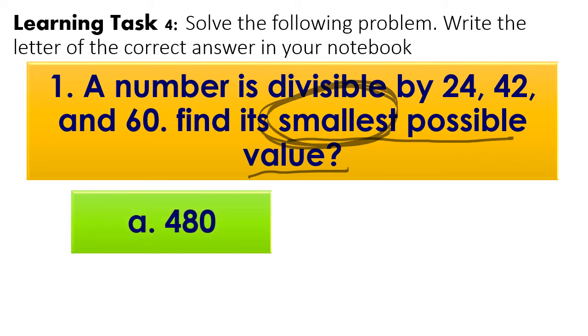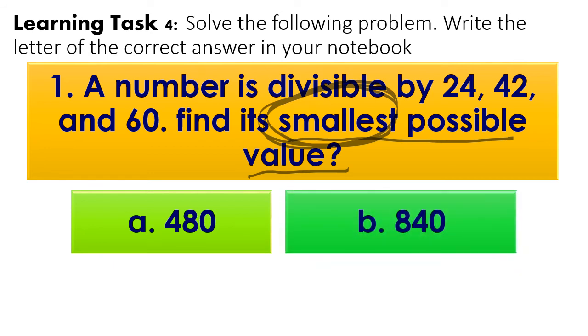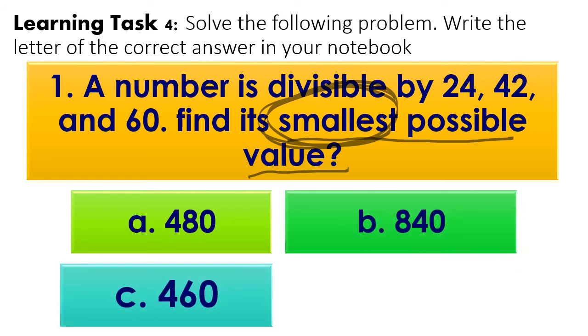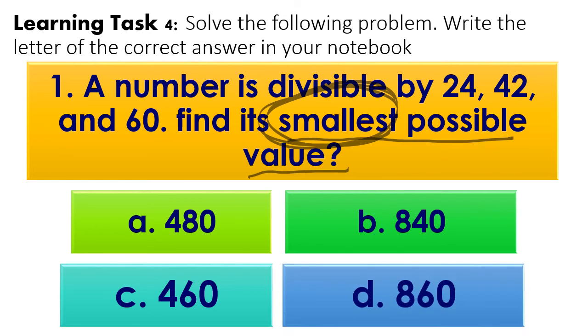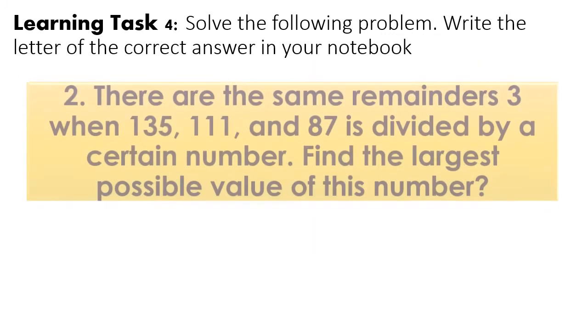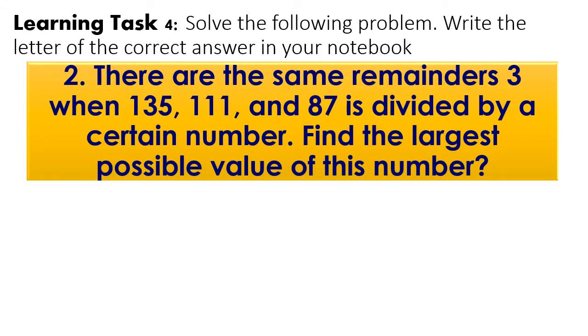Pwede ka mag-solve ka muna para sure ka dun sa sagot. A, 480. B, 840. C, 460. D, 860. Dapat divisible yan sa 24, 42, and 60. Sa lahat, ha? Number 2. There's the same remainder 3 when 135, 111, and 87 is divided by a certain number. Find the largest possible value of this number.